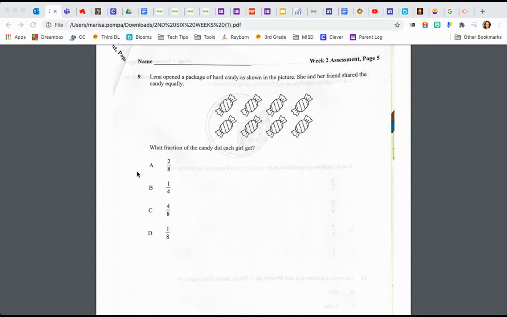Number 9. Lena opened a package of hard candy as shown in the picture. She and her friend shared the candy equally. What fraction of the candy did each girl get? A, 2/8, B, 1/4, C, 4/8, D, 1/8.